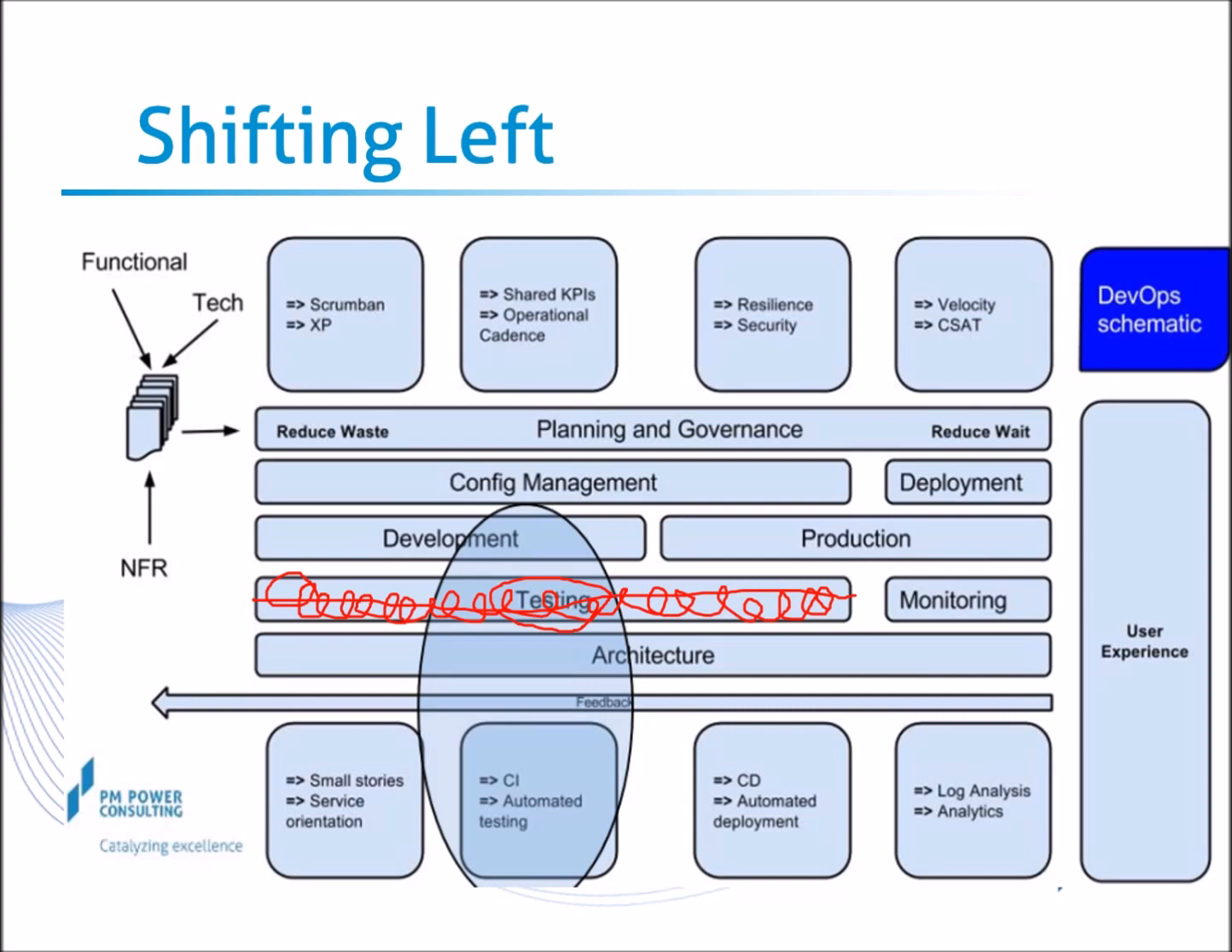So shifting left is the ability to look at a testing activity right from your backlog. When you define the story, the elements in the backlog, look at how you are going to test that, which could be the acceptance test criteria, or in the agile world, the approach called acceptance test driven development.